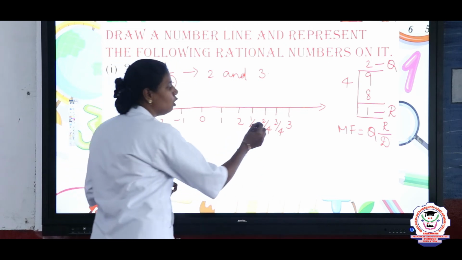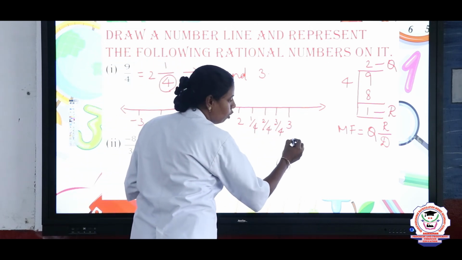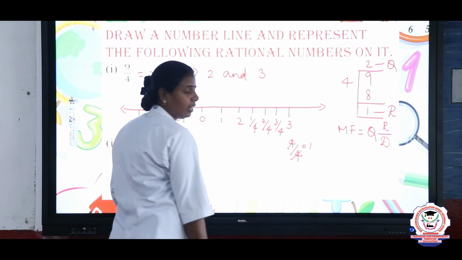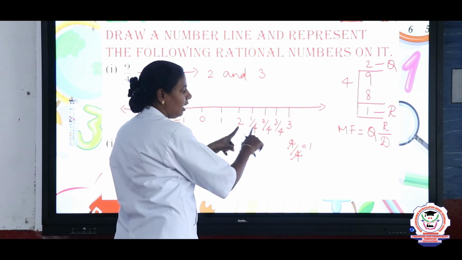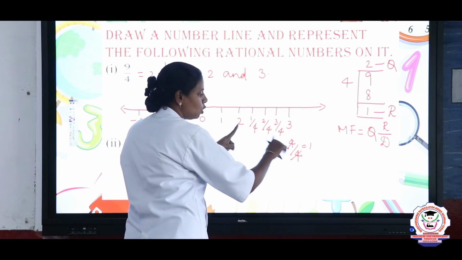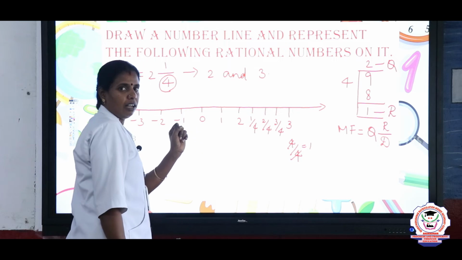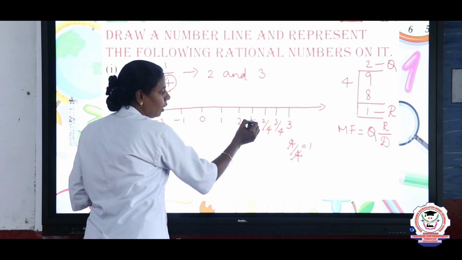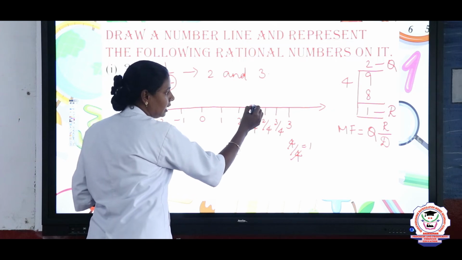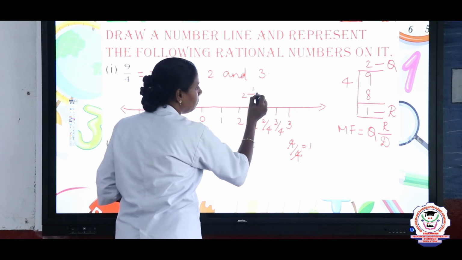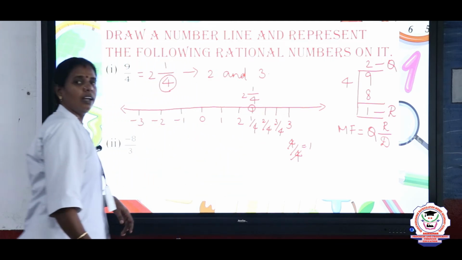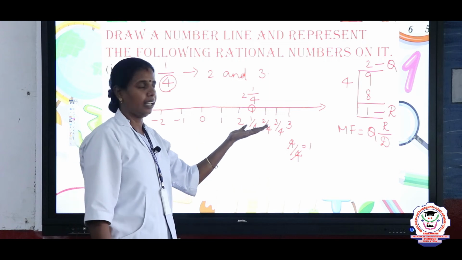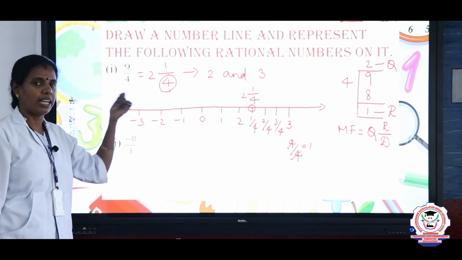Is it clear? So this fourth line is 4 by 4. 4 by 4 is nothing but what? 1. So 2 is here and this is 1. So 2 plus 1 gives 3, right? Now we need to mark 2 1 by 4. 2, here 1 by 4. So this point is 2 1 by 4. Is it clear how to mark a rational number on the number line? So we have seen it for a positive rational number.